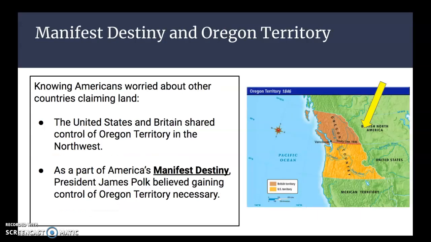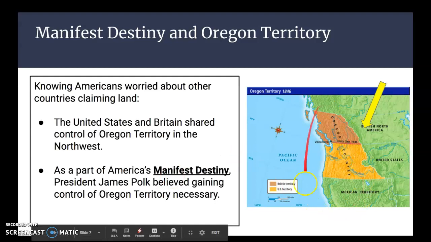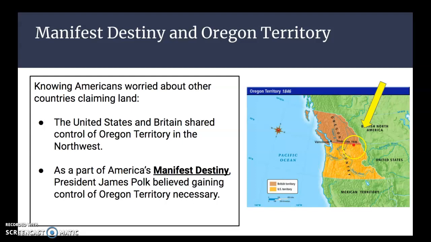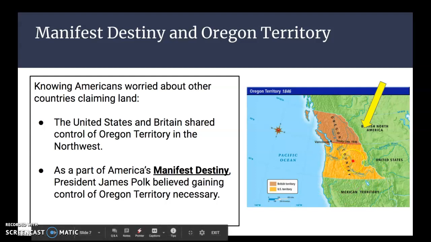So Oregon Territory, if you look over this map on the right, Oregon Territory is this area. It was shared by the British and the United States. It now encompasses land that would be about, here would be the line that would separate Washington State, and this would be Oregon, and these are areas that are now part of Idaho right here. So Pacific Northwest, we might say.